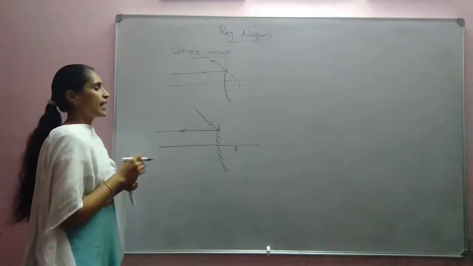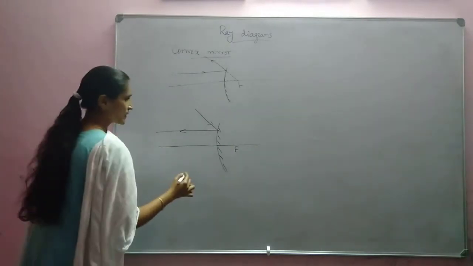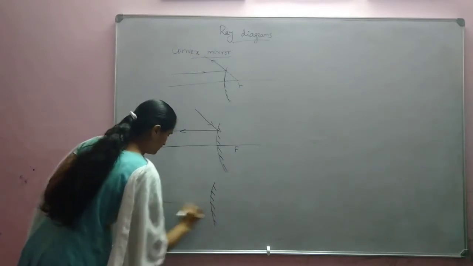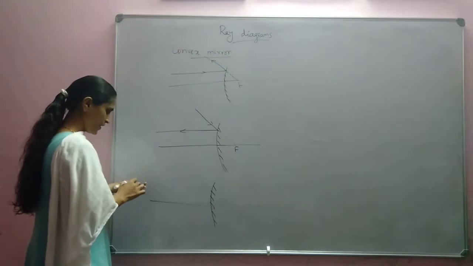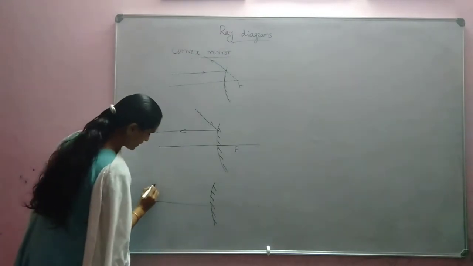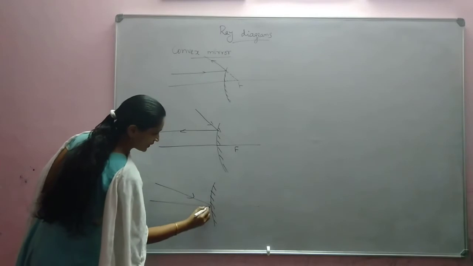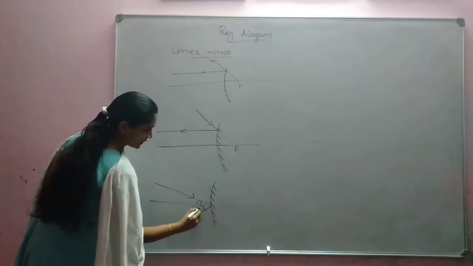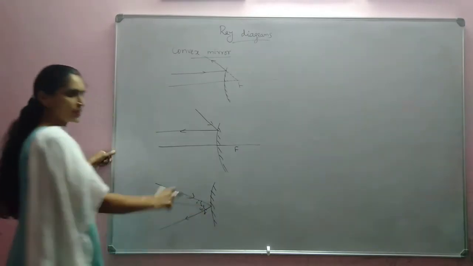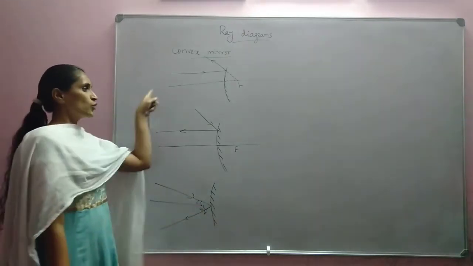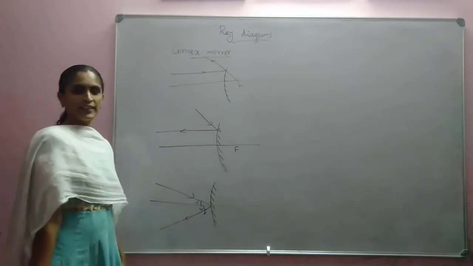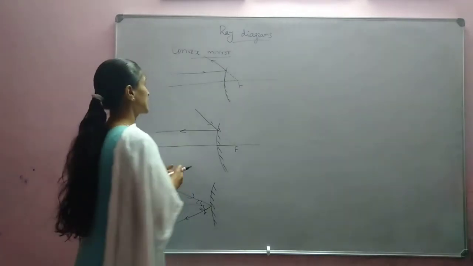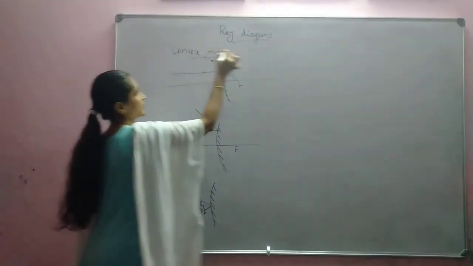And next one, if a ray makes some angle with the principal axis, the reflected ray also will make the same angle. This angle should be equal to this. The angle of reflection will be equal to the angle of incidence. So by using these three rays, we can draw the ray diagram. Okay, so first case we will consider.